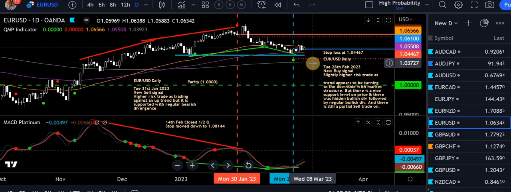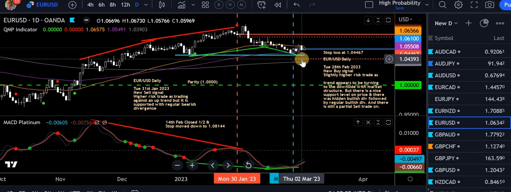In the meantime, took a buy early in the week, Tuesday the 28th of Feb, and it's going nowhere fast, just sort of hovering around there and stops pretty tight.